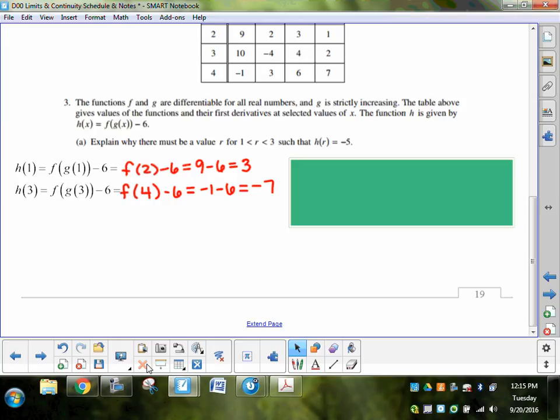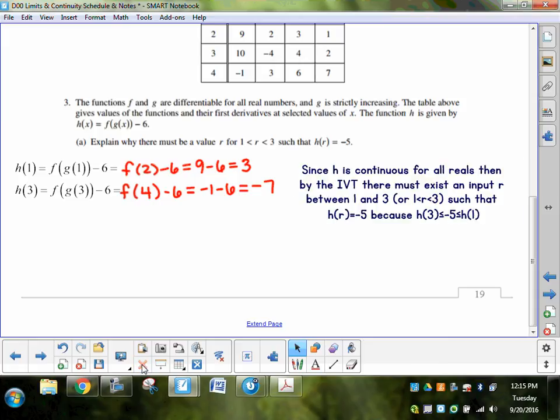So I would go through and state this. And there's a lot of writing, and this is when people, again, shut down. Since h is continuous for all real numbers, we knew that from the directions, the stated fact in the beginning of the question, by the intermediate value theorem, there's some input r between 1 and 3 such that h of r equals -5 because we sandwiched it. We pinned it between it. That's what Noah was saying. He said, I know it's this value to start and this value at the end, and my value falls between those two.